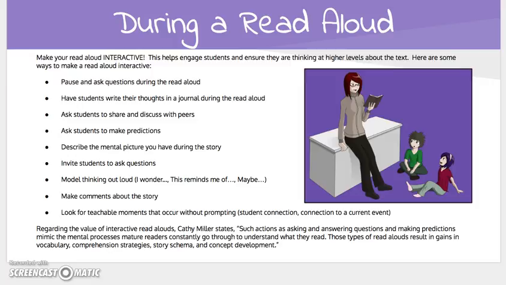Maybe a student makes a connection to the text, or there's a connection to a current event that's happening. So don't be afraid to pull in those teachable moments that happen as you're going. Regarding the value of interactive read-alouds, Kathy Miller states, such actions as asking and answering questions and making predictions mimic the mental processes mature readers constantly go through to understand what they read. Those types of read-alouds result in gains in vocabulary, comprehension strategies, story schema, and concept development. So those are some of the benefits of making your read-aloud interactive.